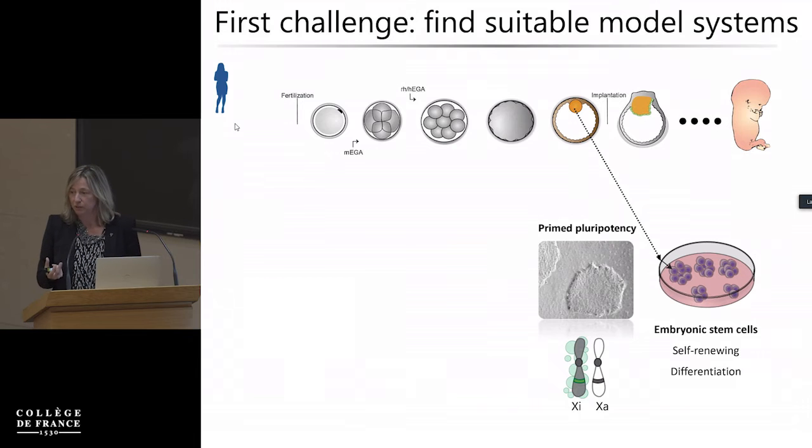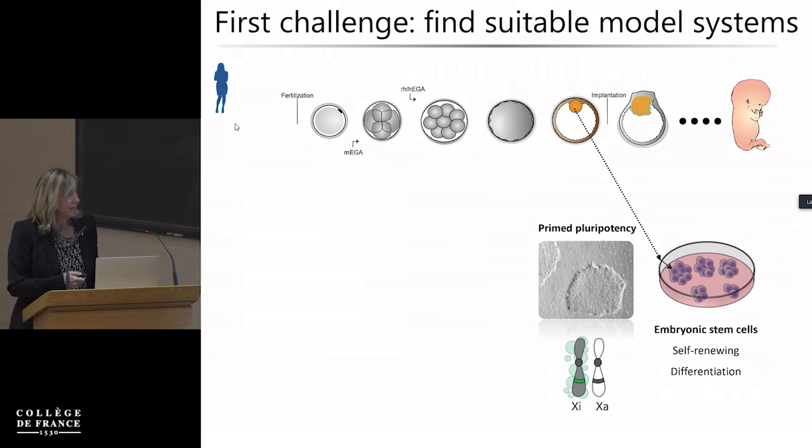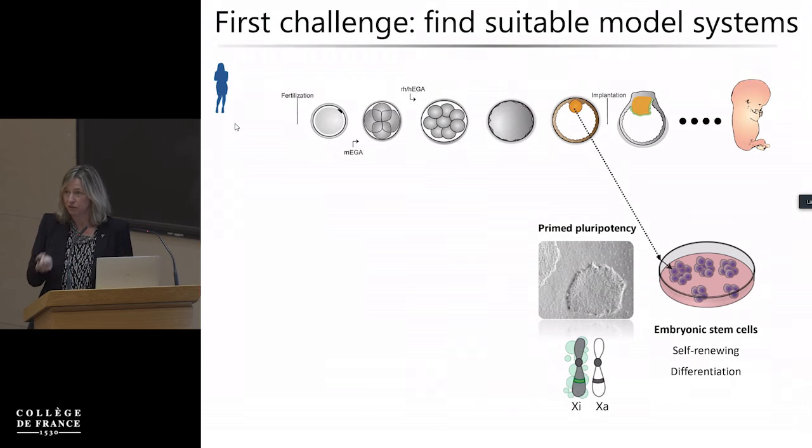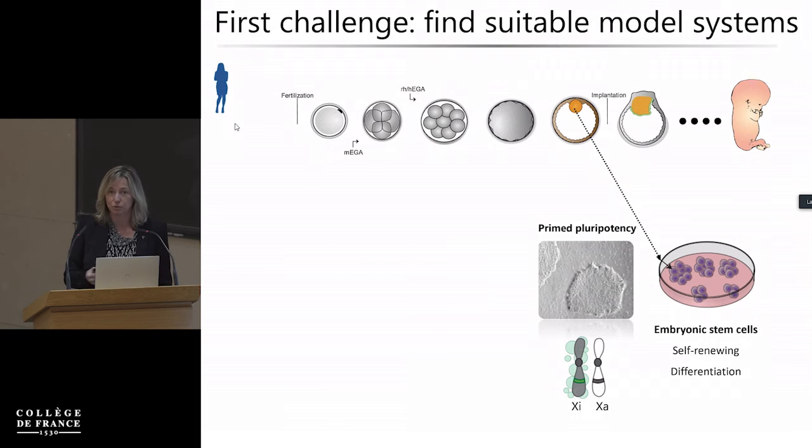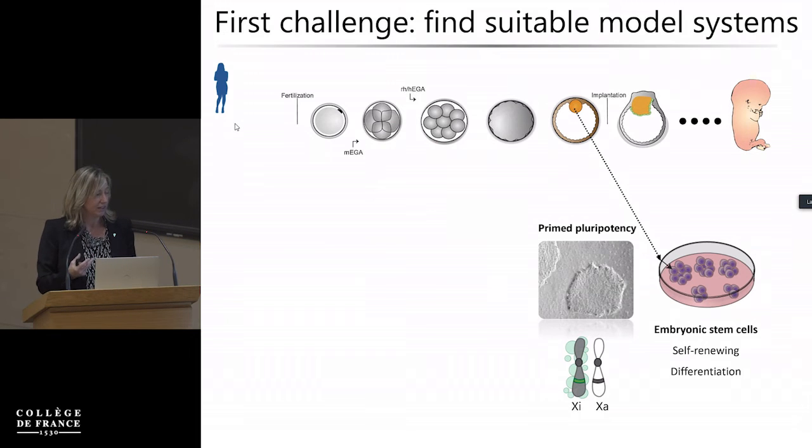And for this, obviously, we need models because we cannot work easily with human embryos. And one of the obvious models to use is the embryonic stem cells. Mouse embryonic stem cells have been instrumental to discover many things about mouse X chromosome inactivation. And so, obviously, human embryonic stem cells could also be very powerful.